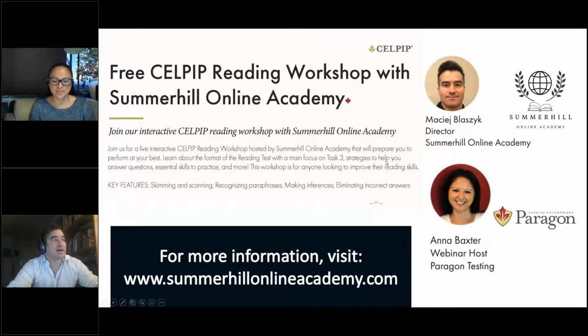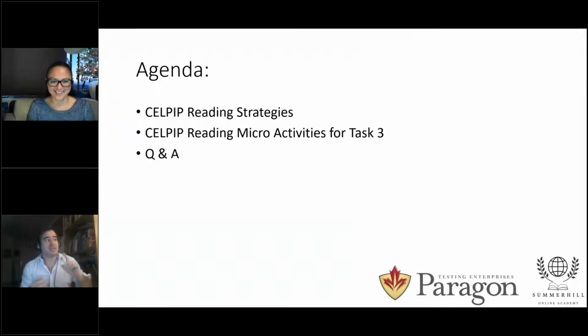Our mission today: we're going to talk CELPIP reading strategy. We're going to talk about a general approach to CELPIP reading, and using this approach, you can tackle pretty much every section in CELPIP. But in order to test and play around with this strategy today, we're going to focus on reading task three, which is especially tricky for a lot of people. I find that a lot of my students have a lot of problems with this.